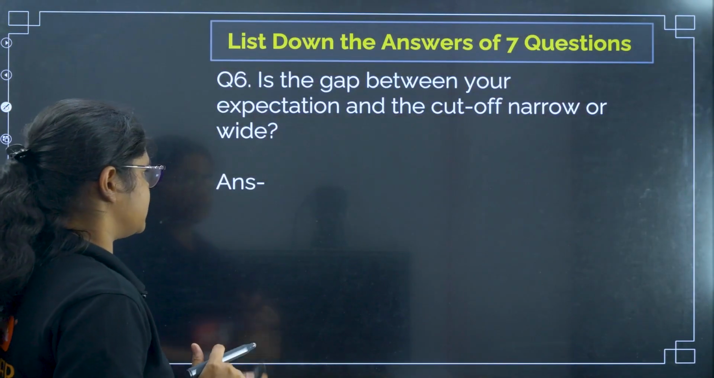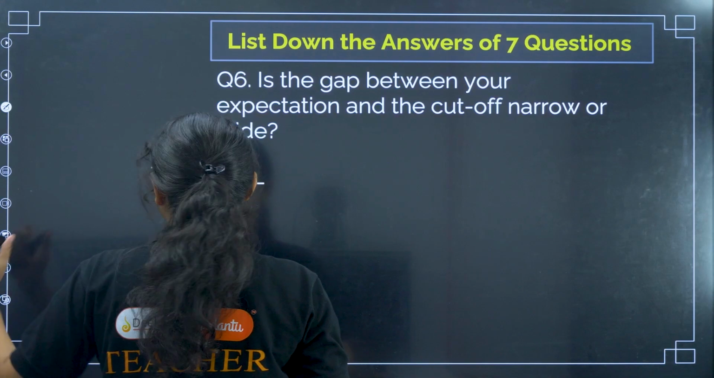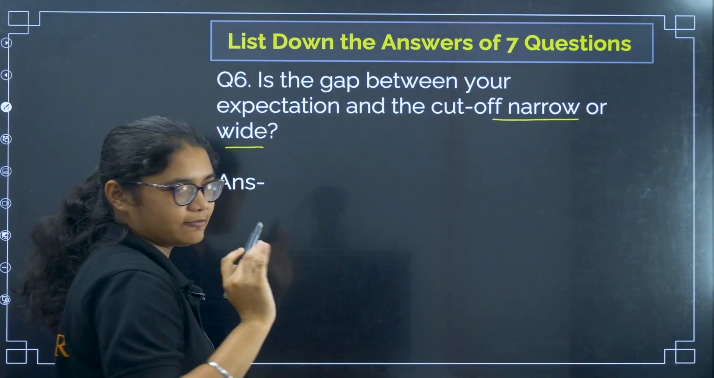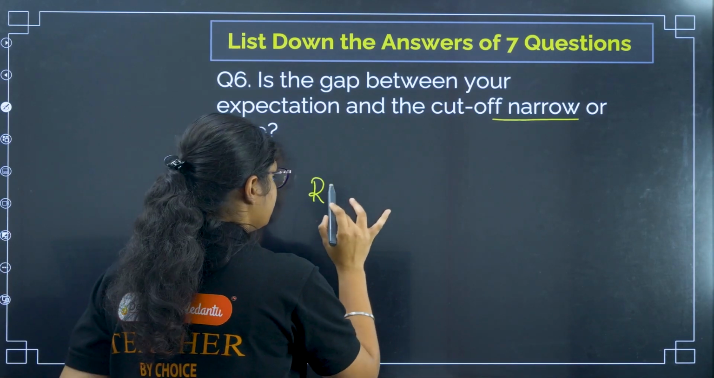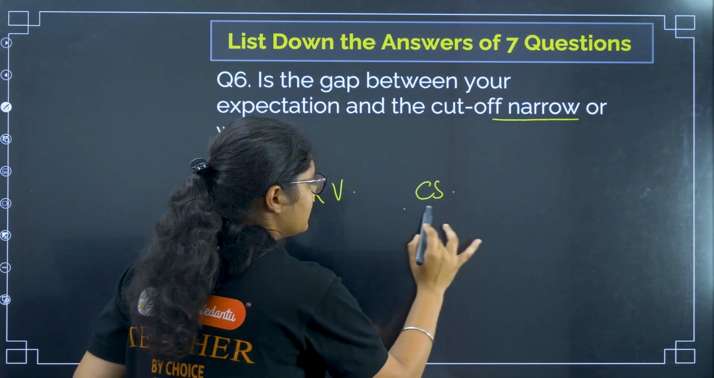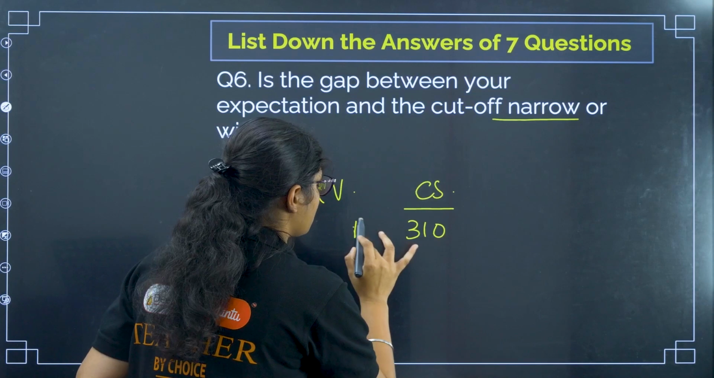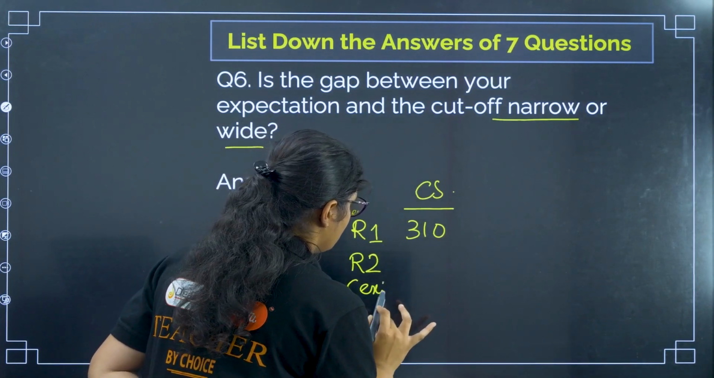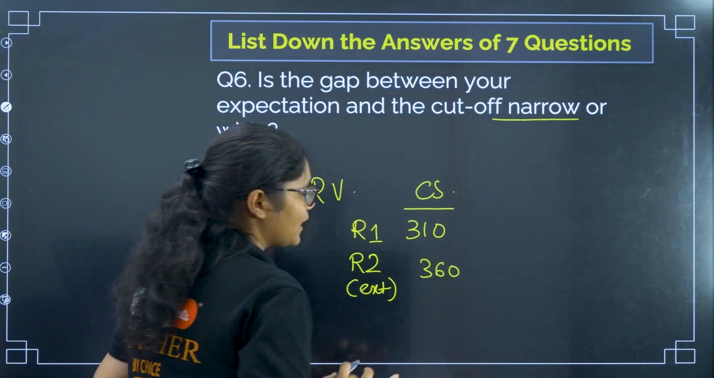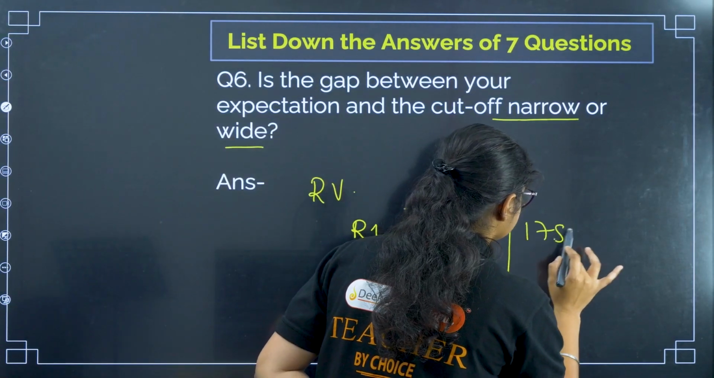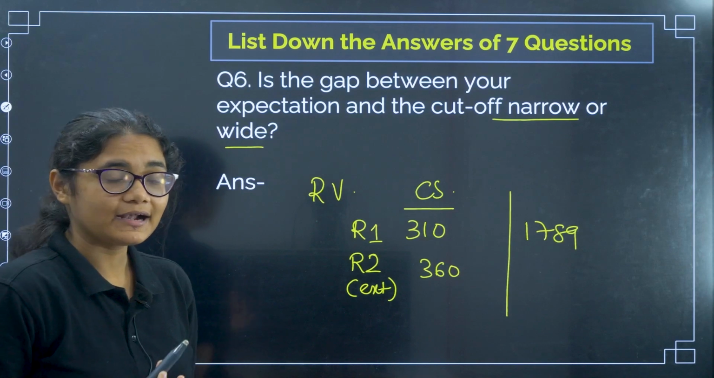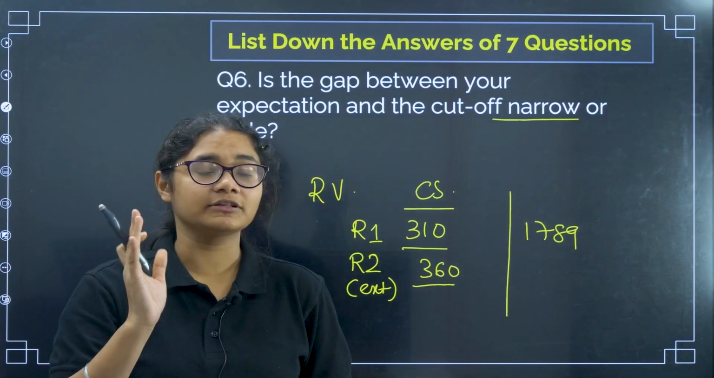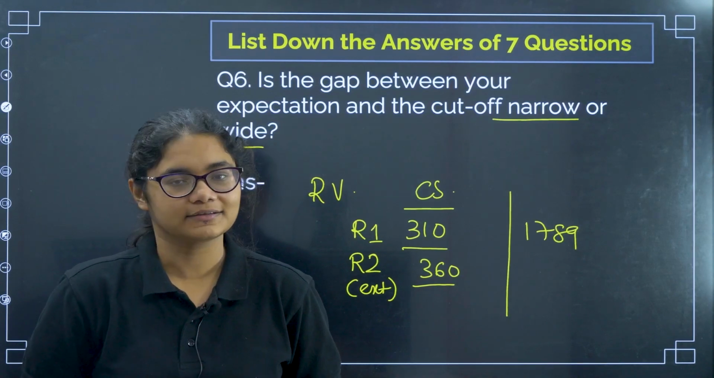Now coming to the 6th question: is the gap between your expectation and the cutoff narrow or wide? For example, let us take this one, RV CS, I want to join. The cutoff rank in round 1 for RV was 310, and in the last round, that is round 2 extended, it is 360, and my rank is somewhere around 1000, right? In that case, will I be able to get this college, even after the 3rd round? I will not be able to get this college, right?